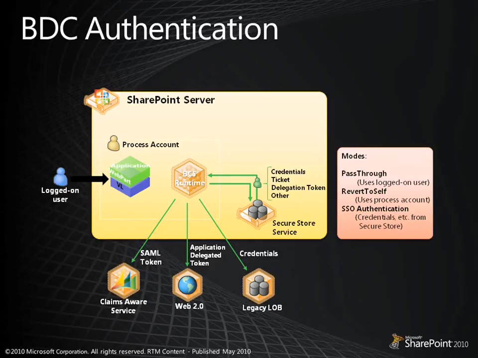The BCS runtime has several modes of authentication when dealing with line of business systems. Pass-through is a mode. This mode uses the current user's credentials to access the line of business system. Unless the line of business system resides on the same machine as SharePoint, the Kerberos protocol will be required when running in this mode, because we have a double hop issue. That is, the client has authenticated to the SharePoint server, but that does not mean the process running on that server can reach across to another system as that user.